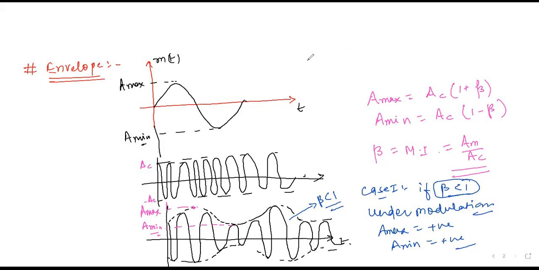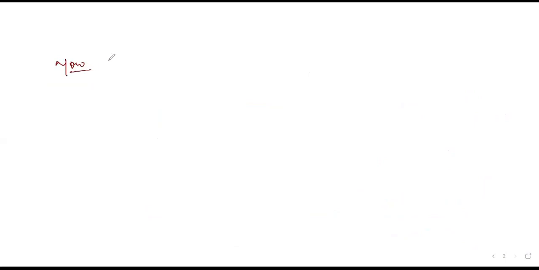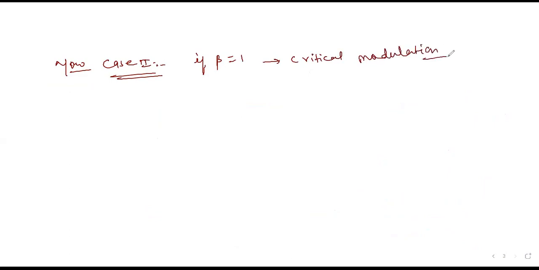So A maximum is also positive, A minimum is also positive. Now, case 2. If beta equal to 1, this is called critical modulation.